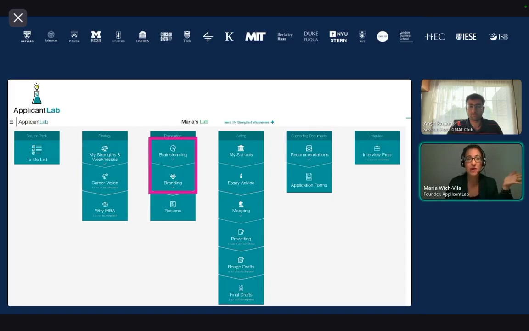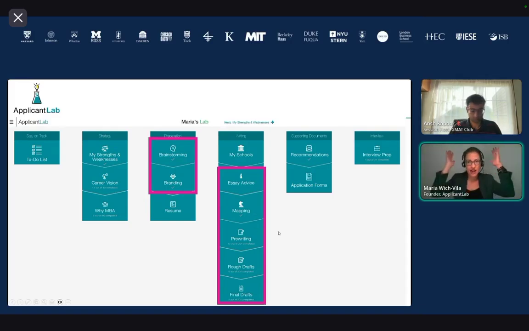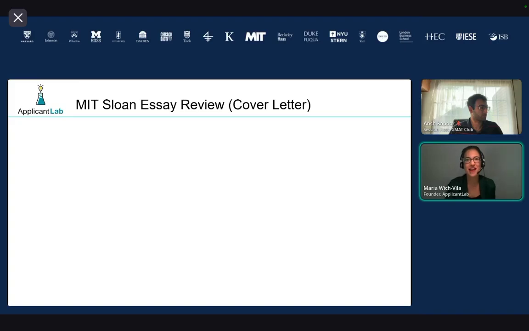I've got a brainstorming module that really helps you root out which stories you've got will or might be the most compelling. There's a branding module where we think about, okay, what does each one of these stories say about me? And then we've got all these steps in the middle, where I really break down the essay writing process into little manageable chunks. So that way, even if you tend to struggle with writer's block or you're not sure where to start, I've got you covered. Just follow my steps and you will come out on the other side.